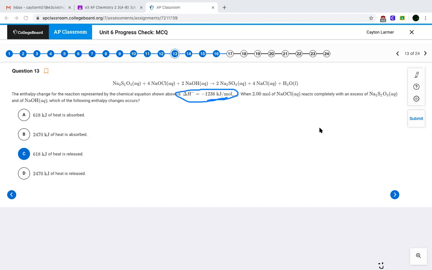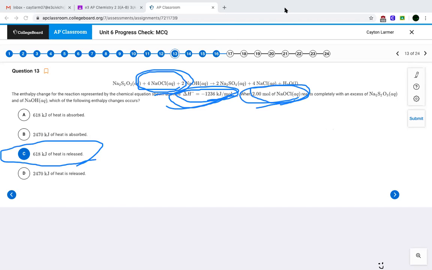Good. Okay. And then how much of this would we normally have? How many moles of this NaOCl? 4. You'd normally have 4, but how many do we actually have in this case? 2. So we have half the normal amount, right? So 4 moles give this much, and 2 moles will give half that much. So is C the correct answer? Yeah. Okay. Heat's released and half of that much. Half of 1236 is released. That makes sense.